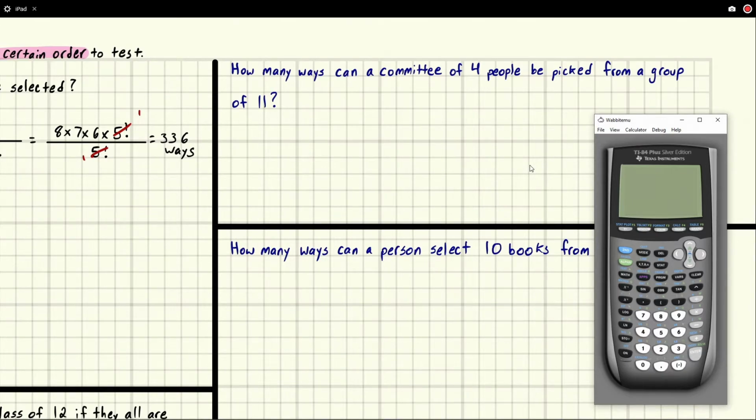How many ways can a committee of 4 people be picked from a group of 11? The thing that I see throw most people off is the decision on whether or not the order is important. So it all comes down to this word here, committee.